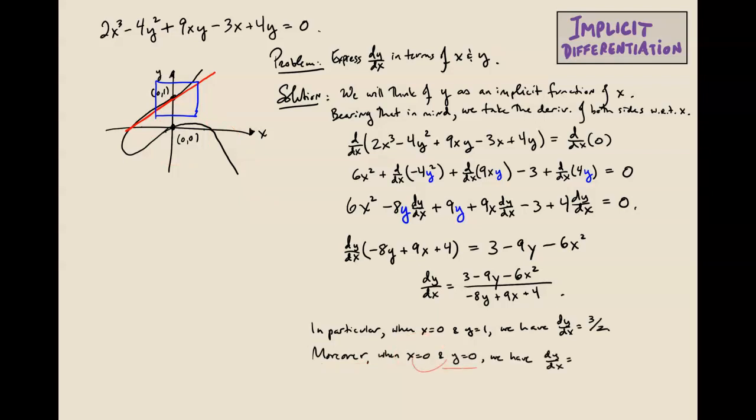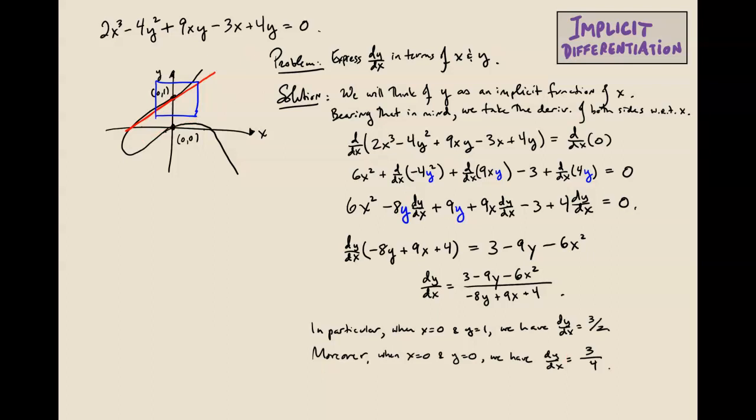Moreover, when x is 0 and y is also 0, there at the origin, we have that the derivative, the rate at which y is changing with respect to x, is going to be, well, we just make those substitutions. We pop 0 in for x and y, and it's easy to see that upstairs we're going to get 3, and downstairs we are going to get 4. So we will end up with 3/4, which tells us that these two slopes differ. Up here, the slope is 3/2, 1.5. Down here, the slope is only 3/4, 0.75.